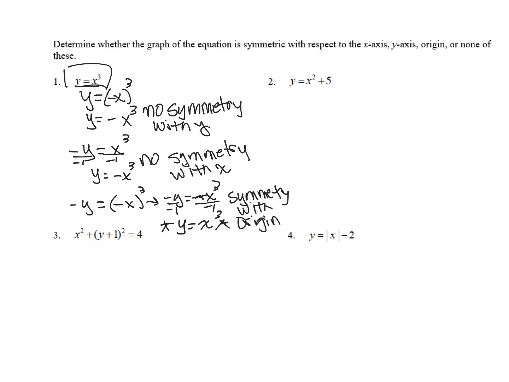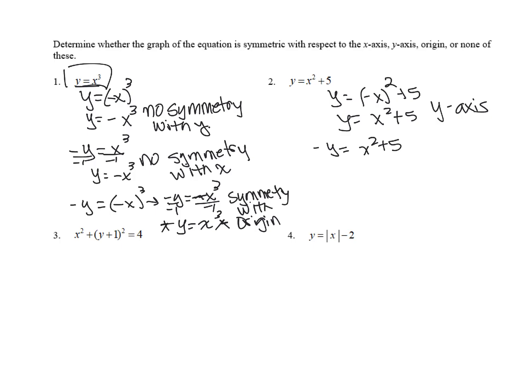Okay? So let's try another one. So when we plug in negative x for y equals x squared plus 5, and we simplify that, we get y equals x squared plus 5, which is the exact same thing. So therefore, this has symmetry with the y-axis. Let's check it for the x-axis. So we're going to plug in negative y equals x squared plus 5. And again, you divide by negative 1, you'd get y equals negative x squared minus 5. So that does not have symmetry with the x-axis.